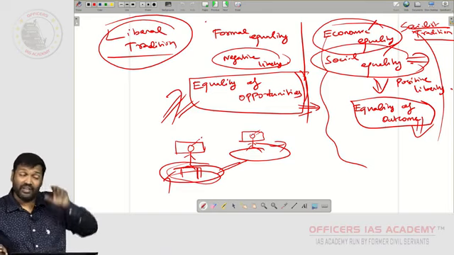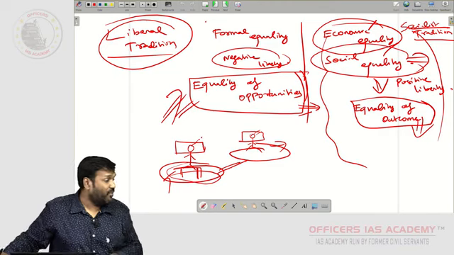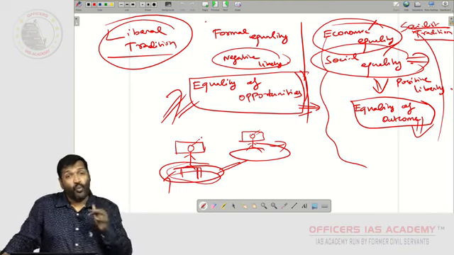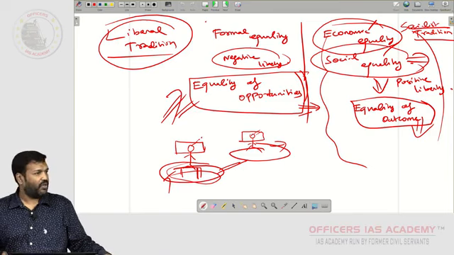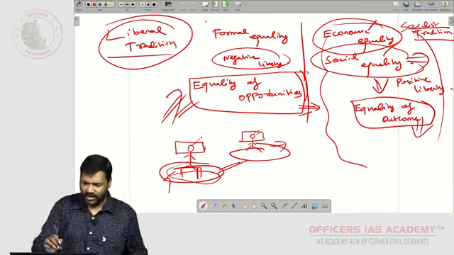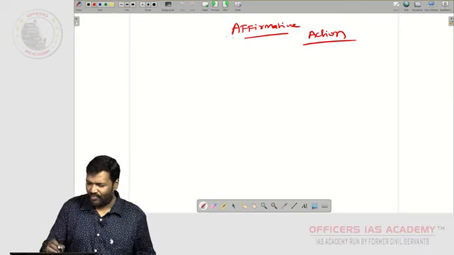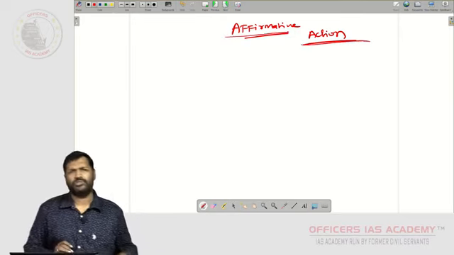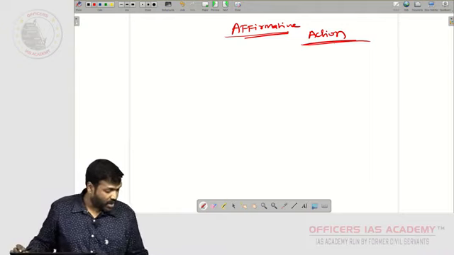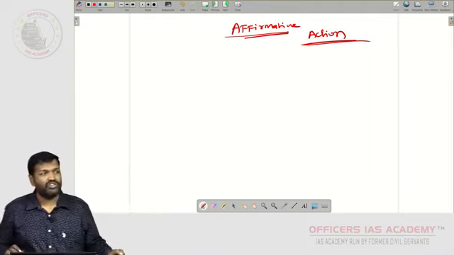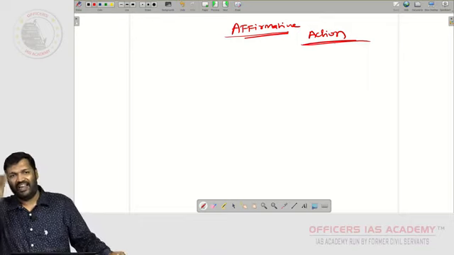In the question paper, whether liberty and equality are contradictory or complementary depends upon what kind of notion you take. Okay. So everything culminates, as I said, in a notion of affirmative action. Every thinker and every society believes there should be some concept of affirmative action.